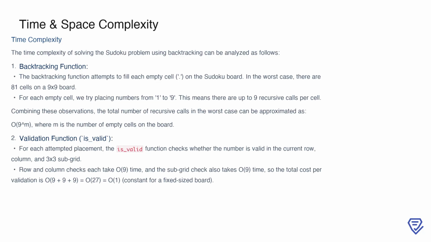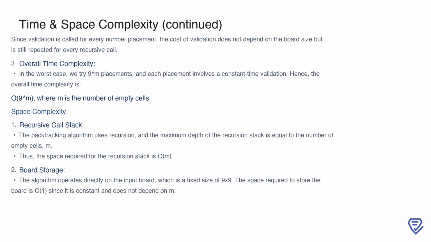Next, we consider the is_valid function, which checks if a number placement is valid by verifying the current row, column, and 3x3 subgrid. Each of these checks takes 9 time since the board size is fixed, leading to a total validation cost of 27 for each placement. Since this is a constant for a fixed-sized board, we can treat it as 1. The key point about validation is that it is repeated for every recursive call, but its cost does not grow with the board size due to the fixed dimensions of the Sudoku grid.